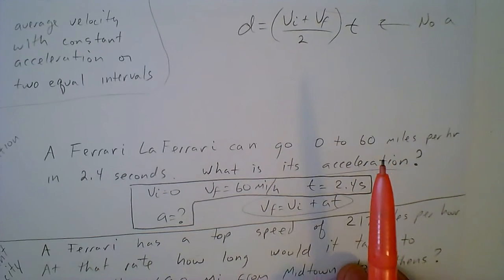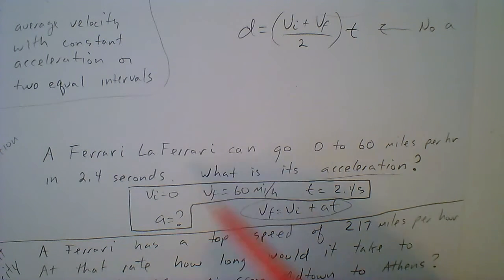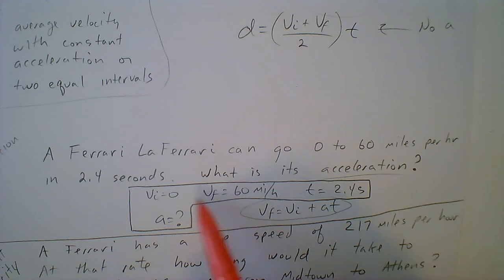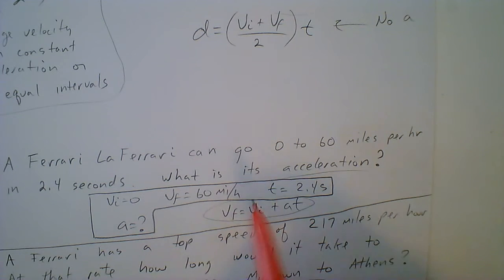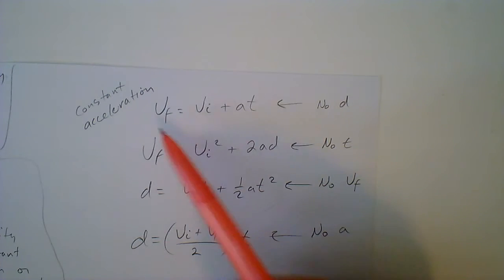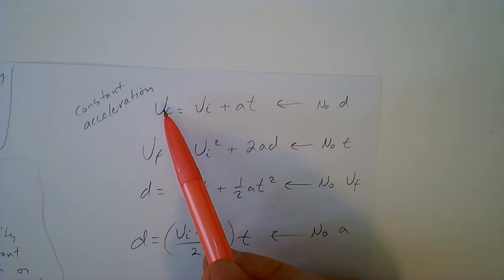You have an example here. A LaFerrari can go 0 to 60 miles per hour in 2.4 seconds. What is its acceleration? Well, vi is 0, vf is 60, the time is 2.4, and you're solving for a. So we know we're going to be using a constant acceleration equation. We have vi, vf, t, and a. We don't have d. And if you look up here, vf, vi, a, and t, no d. This is going to be the equation we use. And that's how you pick it out.